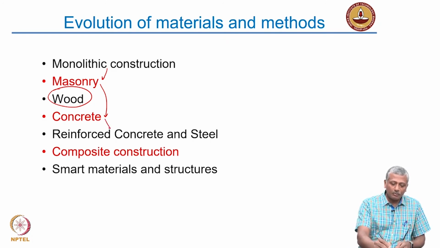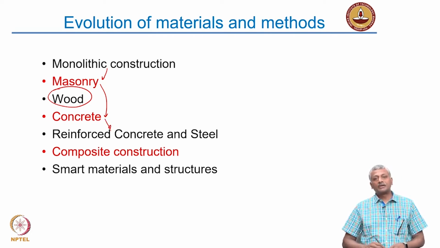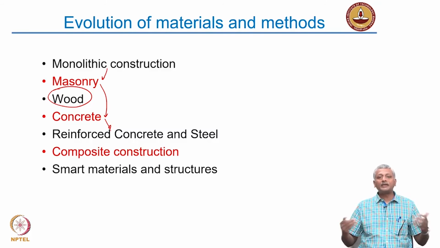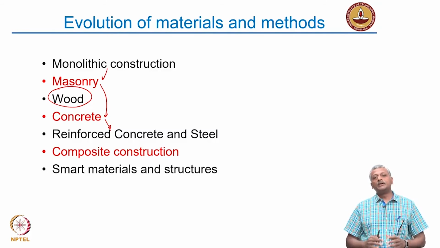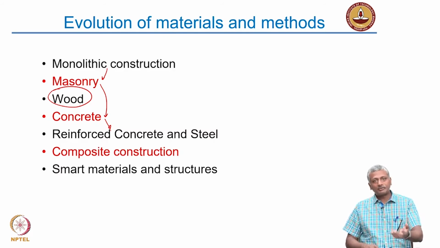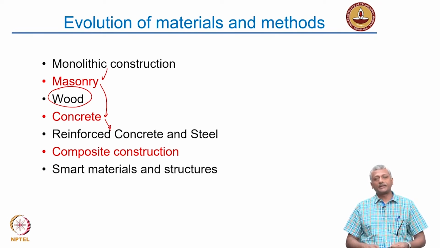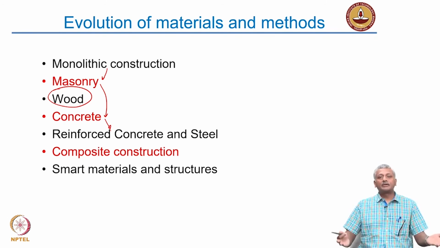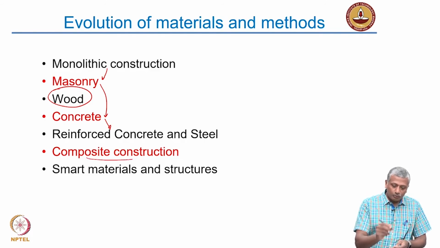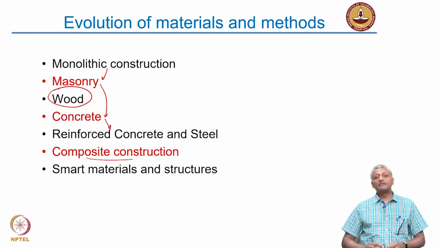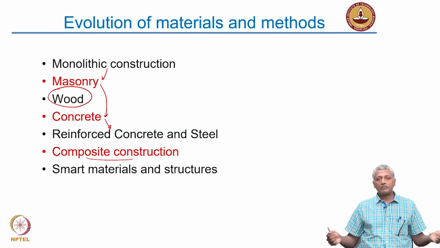From concrete, we moved on to reinforced concrete and steel, essentially looking at how to combine concrete and steel in the best possible manner to get a good composite action. That is the basis of reinforced concrete. And then of course, we also started using steel buildings. We also started doing construction with steel itself. In the modern era, we have moved towards composite construction, where we maximize the benefit out of the combination of two dissimilar types of materials.